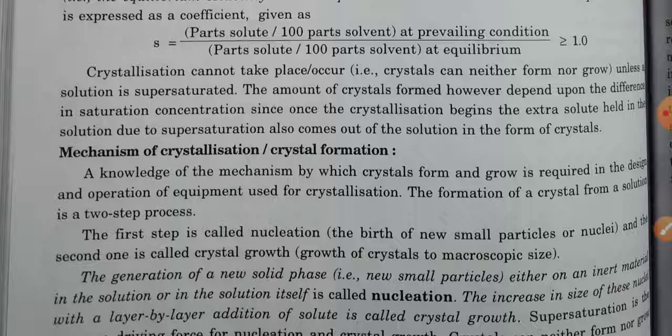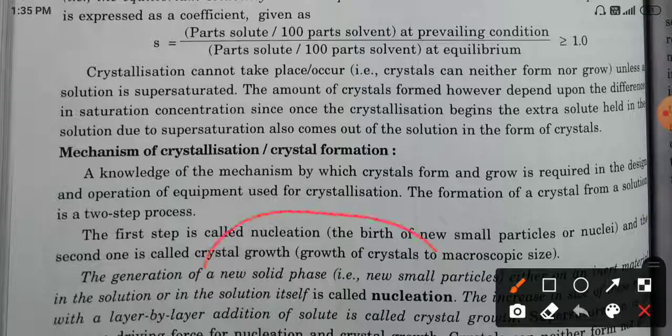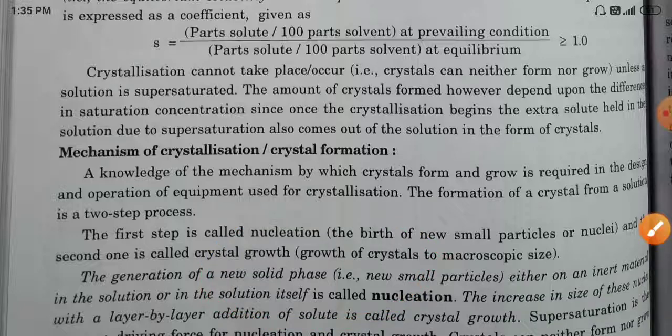The first step is called the nucleation part: the birth of new small particles or nuclei. And the second one is called crystal growth, the growth of crystals to macroscopic size. Okay, આ એક important point છે. Crystal growth વારંવાર પૂછે છે, બરાબર, exam માં ખાસ યાદ રાખજો crystal growth, એટલે કે ΔT.